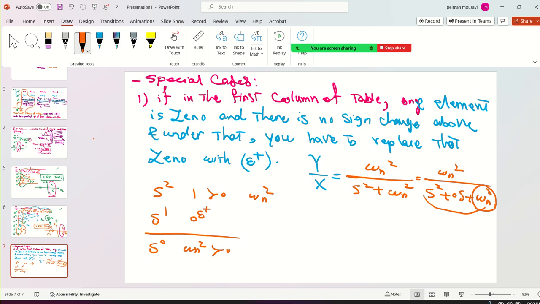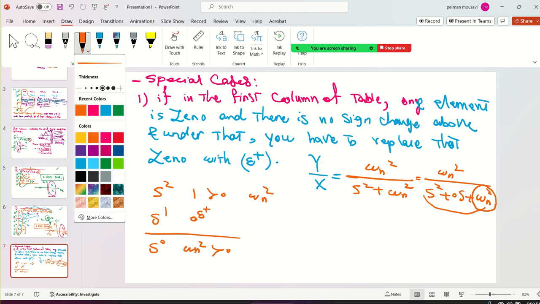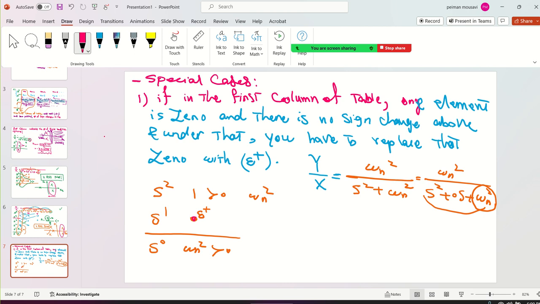Okay? But did you see that above and under that, because I'm going to teach you designing PID controllers based on exactly this. Above this is positive and below this is positive. This shows that your system is marginally stable. Exactly, we're going to use this in designing PID controllers from this table. Marginally stable. It's positive, positive. Okay, this is one point.